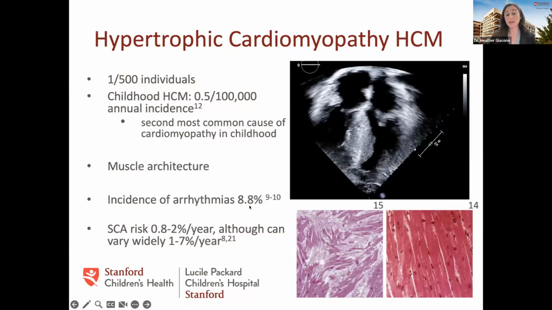We know that ventricular tachycardia specifically can occur in about 9% of patients, if not more. And sudden cardiac arrest is a real risk for patients with hypertrophic cardiomyopathy. If left untreated, we know that about 60 to 70% of patients with hypertrophic cardiomyopathy can experience a sudden cardiac arrest. But again, because this is a very unique population and you can have thickening of different parts of your heart, those rates can really vary quite widely.